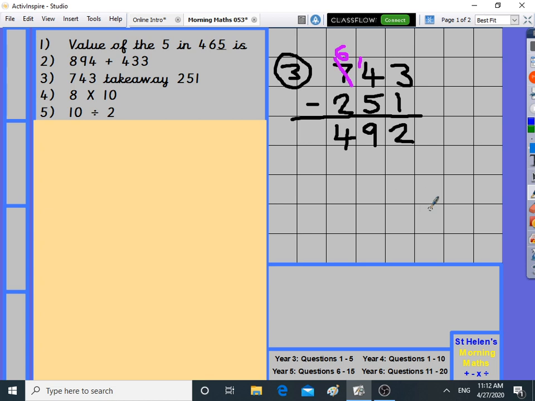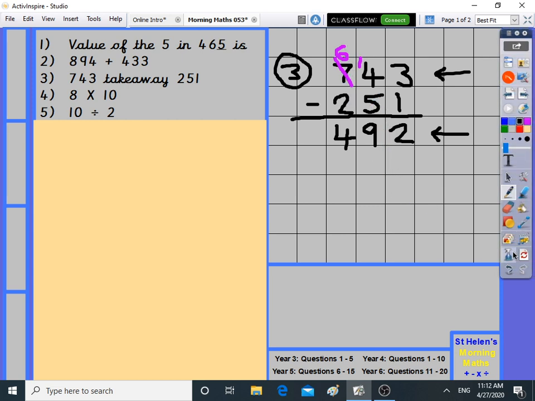We get 492. Takeaway makes things smaller. So we started with 743. We took something away. Now we've only got 492, which is less than 743. I'll quickly check my answer, because I get things wrong sometimes when I don't check. So that's number 3 done. Pause the video if you need more copying time.